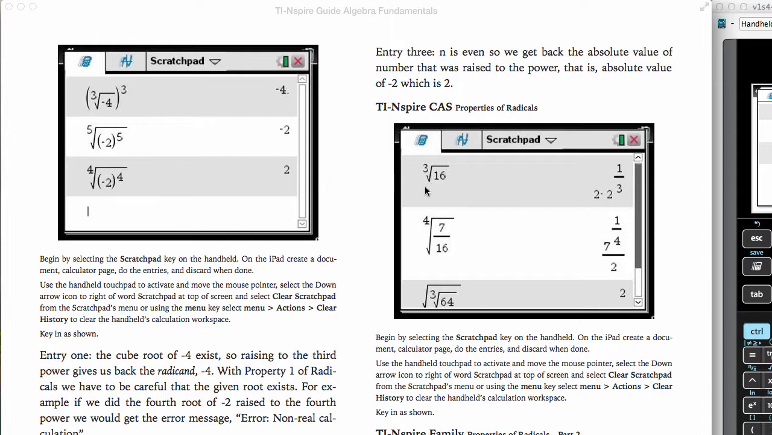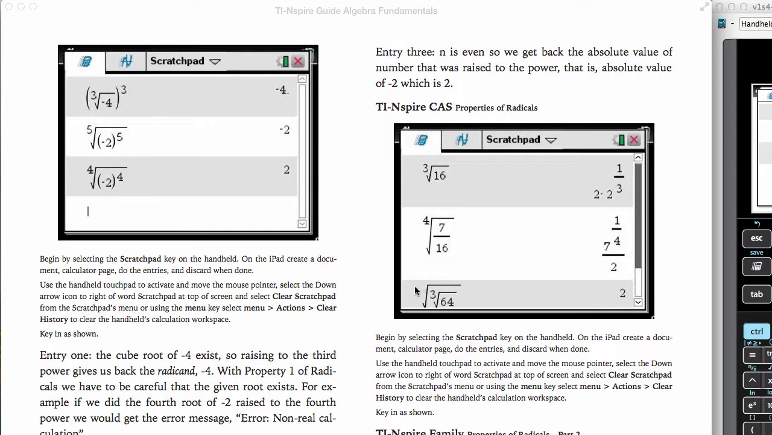If we have the 3rd root of 16, the answer turns out to be split apart into the cube root of 8 times the cube root of 2. The cube root of 8 turns out to be 2, and then the rest of it would be the cube root of 2. Our calculator switches over to the rational form of exponent. The fourth root of 7 over 16, the fourth root of 16 in the bottom turns out to be 2. The fourth root of 7, again, is switched over to rational exponent form.